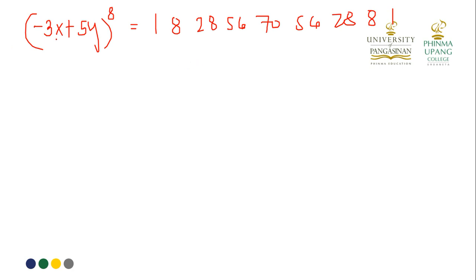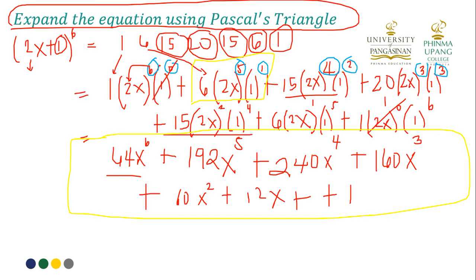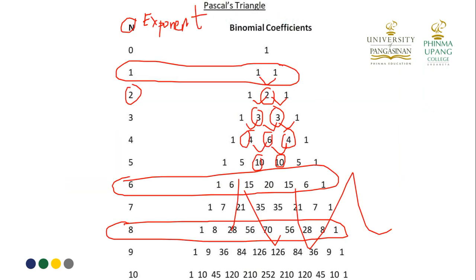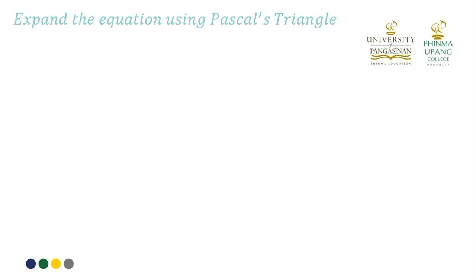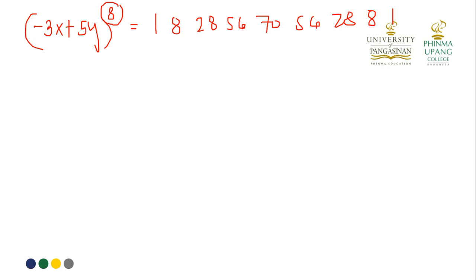So, negative 3x plus 5y raised to 8. Ang gagawin nyo dyan, observe the exponent first before you solve the problem. Then, go back to your Pascal triangle. Siyempre, wala yan sa exam. You're going to make your own Pascal triangle. Sir, pwede open notes? Ang gagawa ka na ng Pascal triangle mo, mismo sa actual exam na, hindi pwedeng gumawa ka, tapos i-open notes.